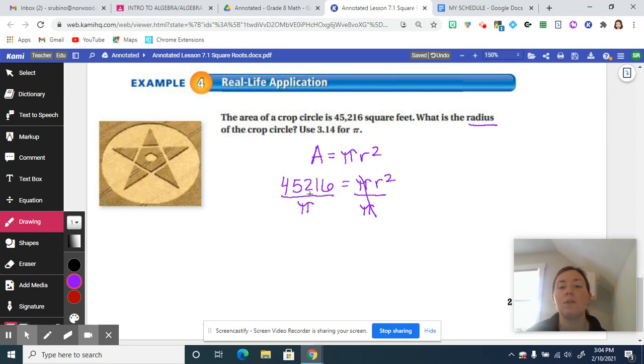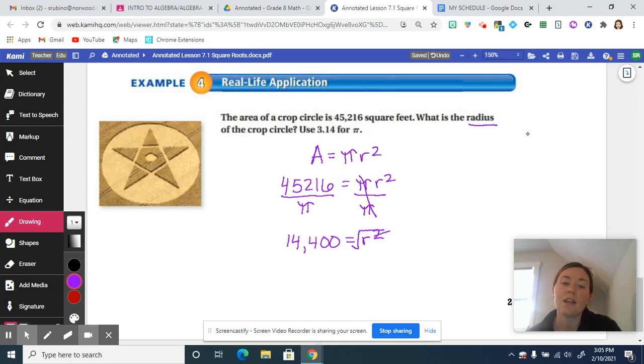It says to use 3.14 for pi, and you may get out a calculator. When we divide 45,216 by 3.14, you should get 14,400 equals r squared. Now we know what r squared equals. To find out what r equals, we need to do the inverse operation. The inverse of squaring something is taking the square root.